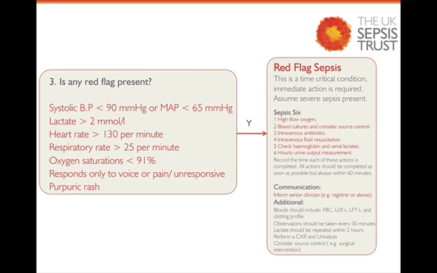We need to take a full set of bloods, and that's going to include your full blood count, your urea and electrolytes, your LFTs, and a clotting profile. And that's so that we can diagnose these patients as either severe sepsis or septic shock. It also means that we've got a baseline set of bloods by which we can plan future care, and we can see how well our care is performing.